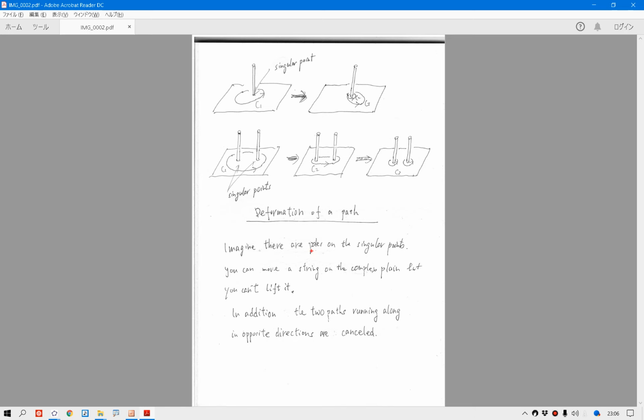You build poles on the singular points, like this one. And you can move a string on the complex plane, but you can't lift it. So you can move this path to C2 or C3. And you can move C1 to C2. And in addition, 2 paths running along in opposite directions can be cancelled. So you can integrate along C3 instead of C1. This is an image of deformation of a path.